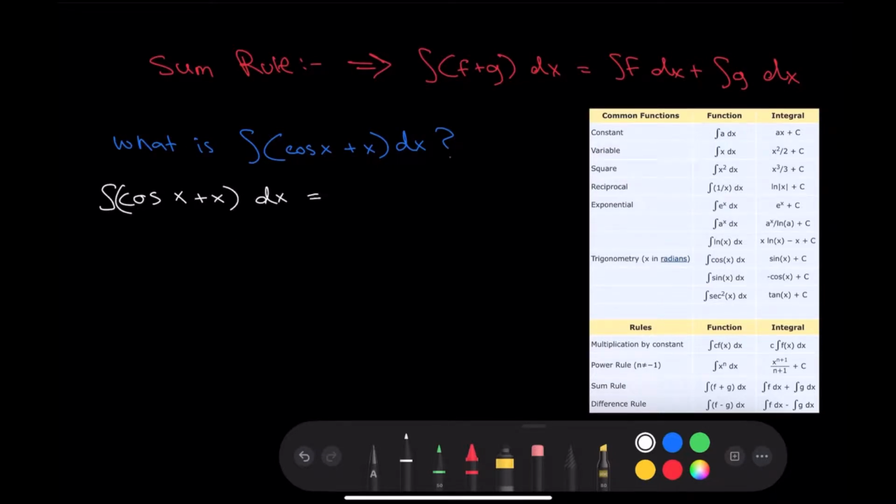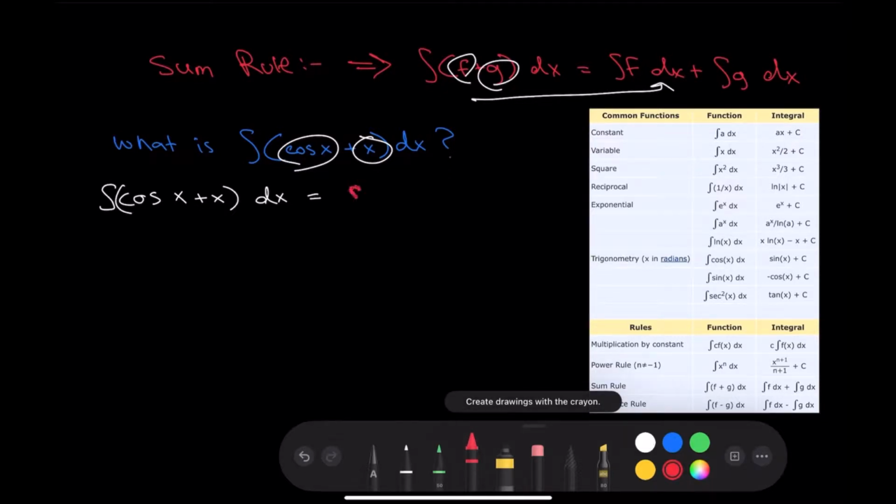Okay. So what we have here, cosine, is basically f, and x is g. So we're going to do the same thing. Here, they separated them into their own integrals, so this is what we're going to do here too. We're going to have integral of cosine x plus integral of x. Then we write the dx here.